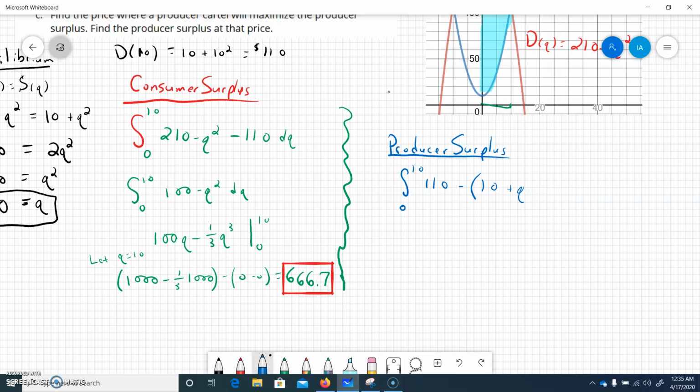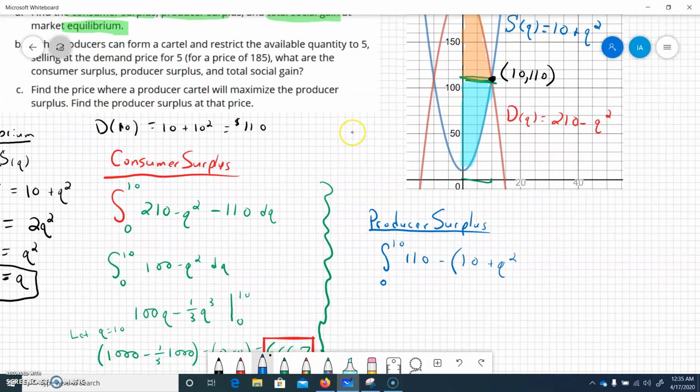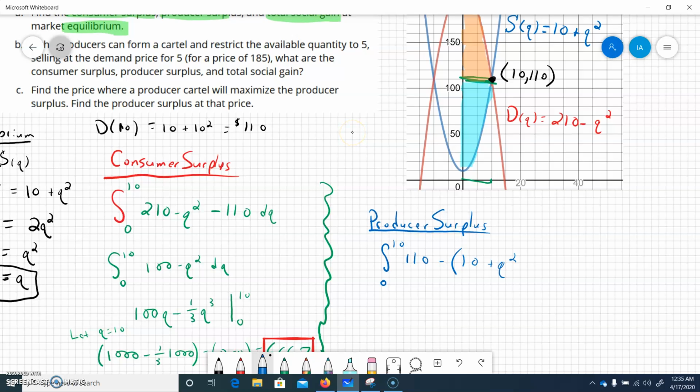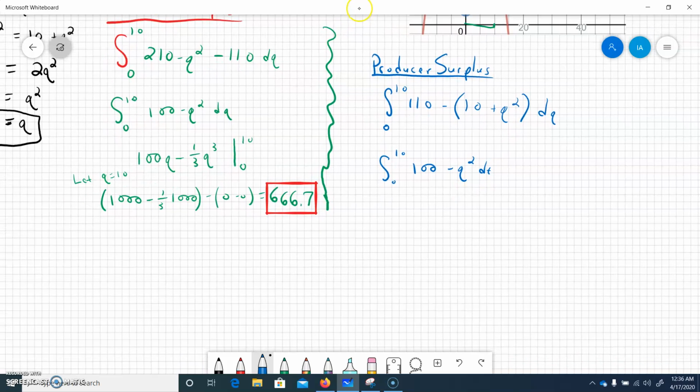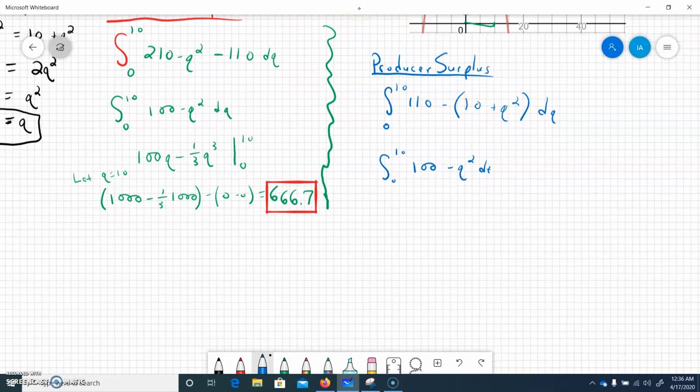10 plus q squared. Let's pull it back down for a little bit and leave it down so we can, well, we can't pull it too far down. And that will be dq. So before I integrate, I like to clean up if possible. So 110 minus 10 is 100, and then minus q squared. So I am going to slide right back up here. But the integration is 100q minus 1/3 q cubed.